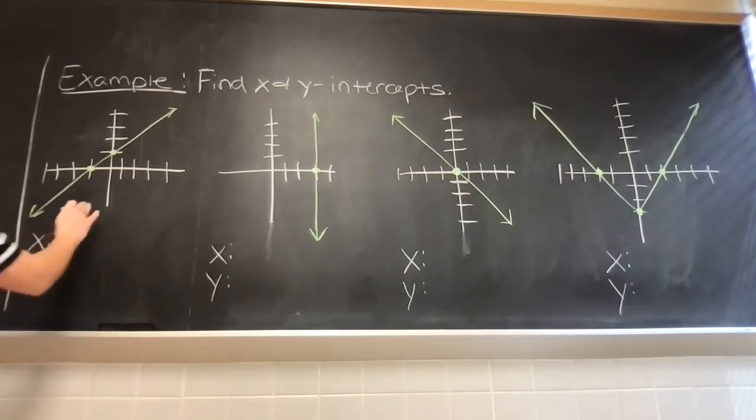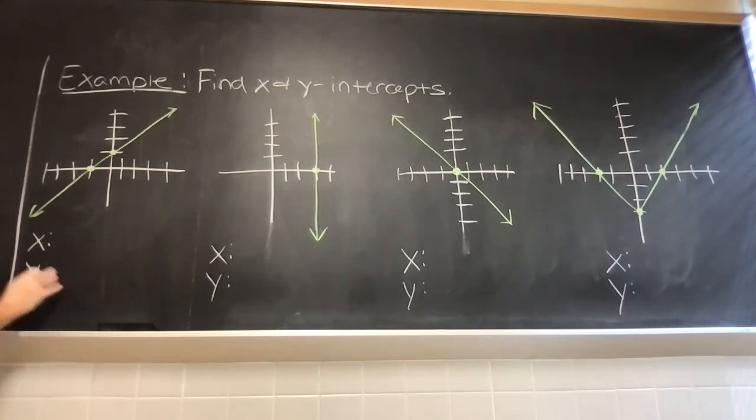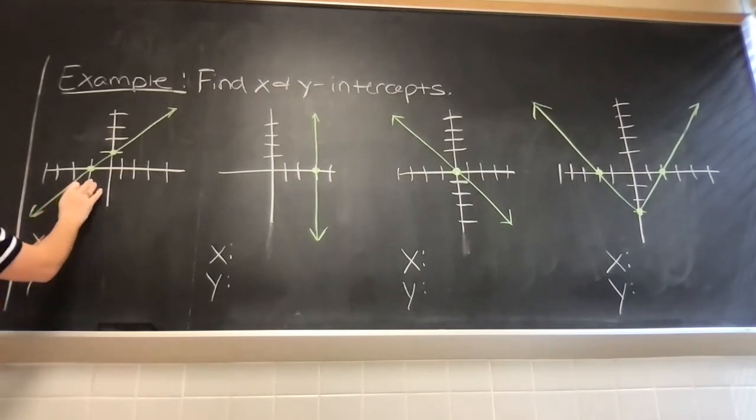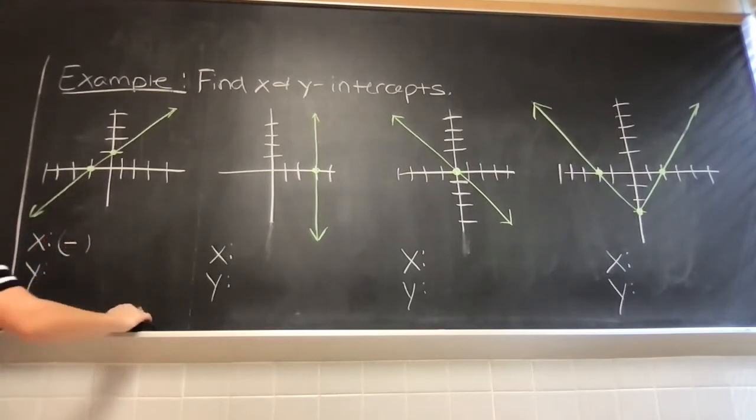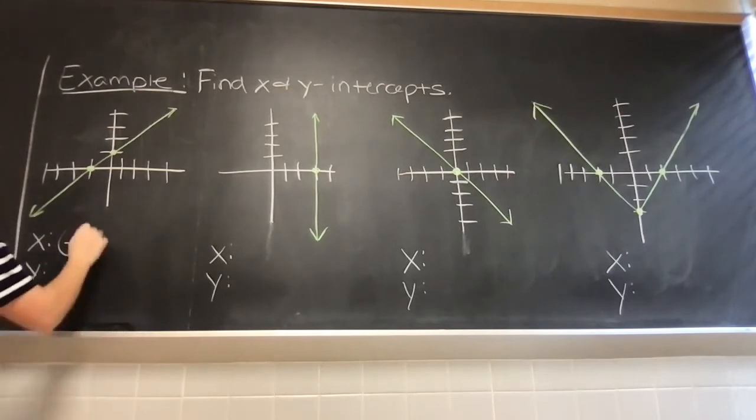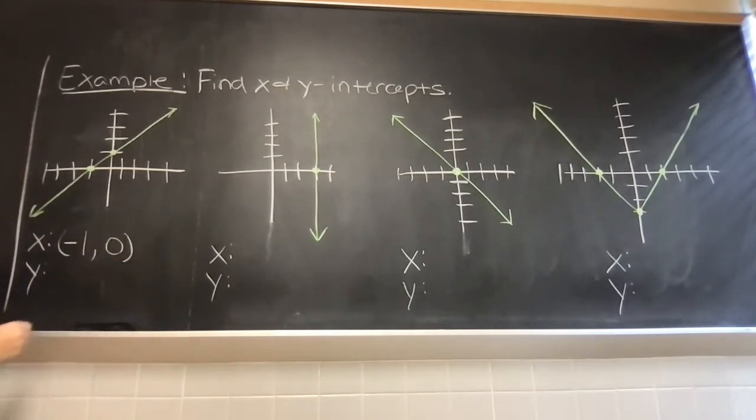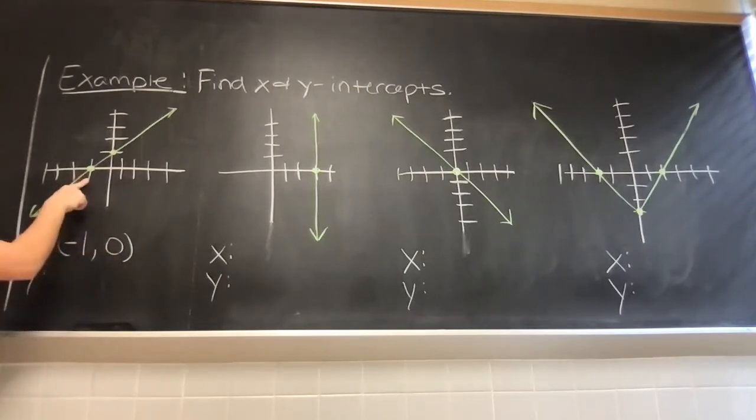So for this first graph, we have a straight line and we need to figure out our x and y intercepts. So our x-intercept is where it crosses the x-axis. Well, if we look at this graph, it crosses the x-axis at -1. So that's -1, 0. Our x-intercept will always have a 0 at the y value because it's at the x-axis.